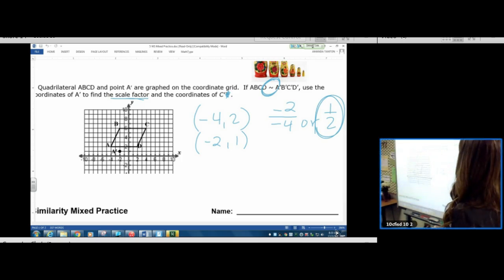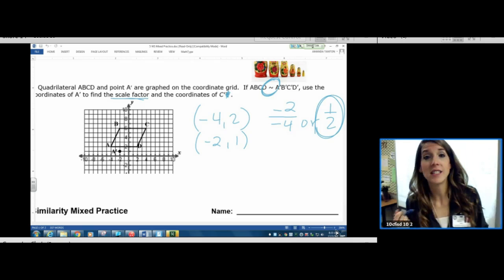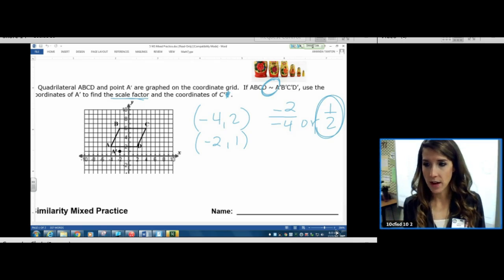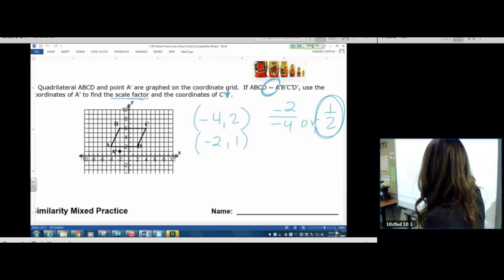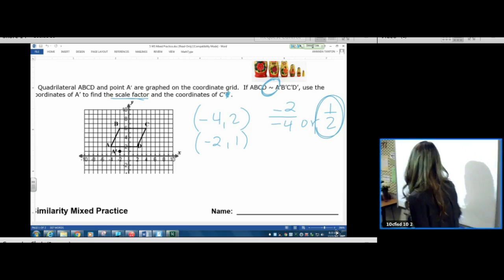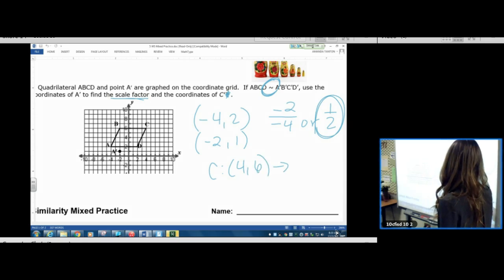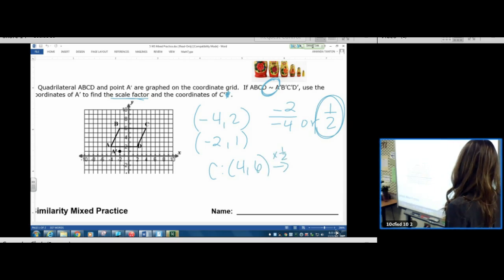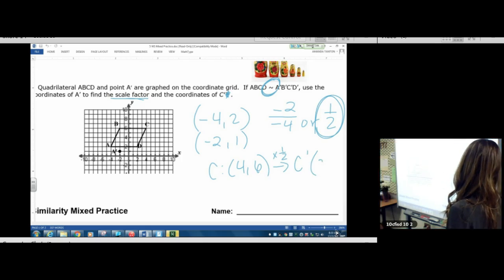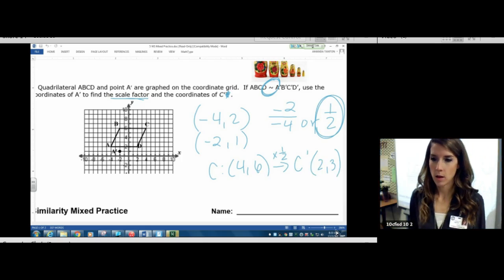What are the coordinates of C prime? Well, all you have to do is find the coordinates of C and multiply it by 1/2, aka divide by 2. So the coordinates of C are 4, 6. So if you multiply that by a scale factor of 1/2, C prime would be 2, 3. Alrighty, moving on.